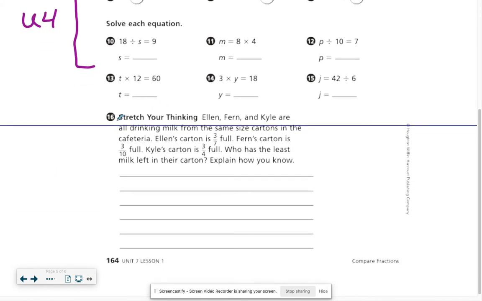Number 15, the stretch your thinking. Some people still keep trying to skip this problem. Do not skip the problem. This is going to be comparing fractions. So you're comparing people to see who drank more. So you might need to do some different types of comparing.